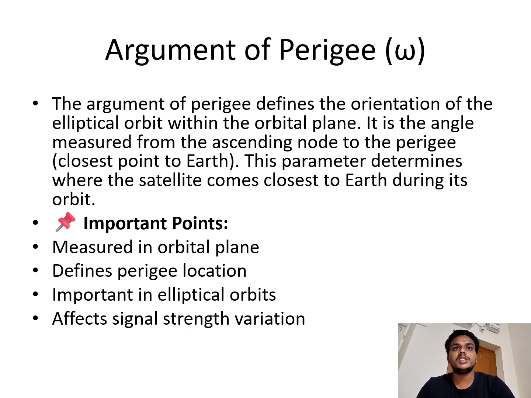The major points in the argument of perigee are that it is measured in the orbital plane, it defines the perigee location, and it is important in elliptical orbits. It is very important in elliptical orbits and it affects signal strength variation.